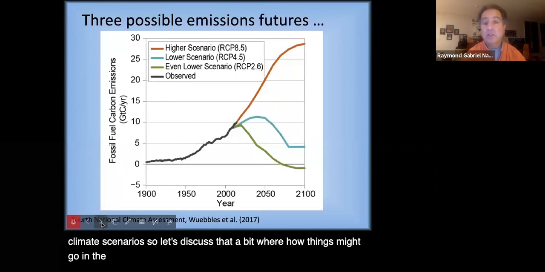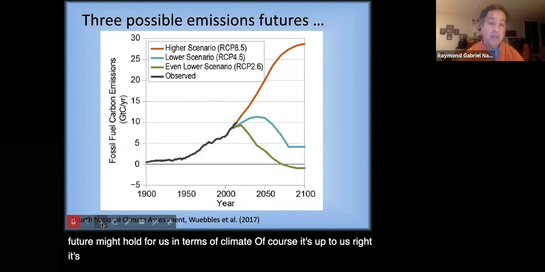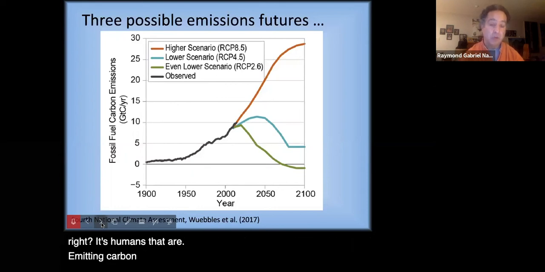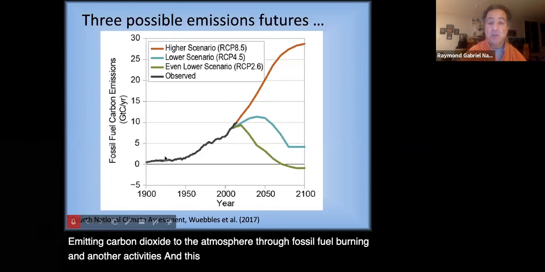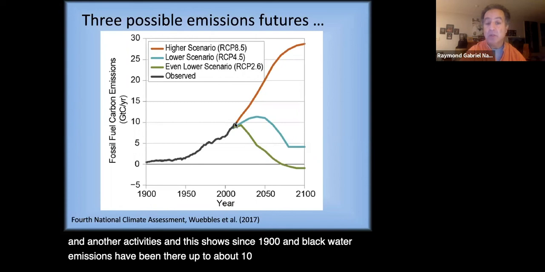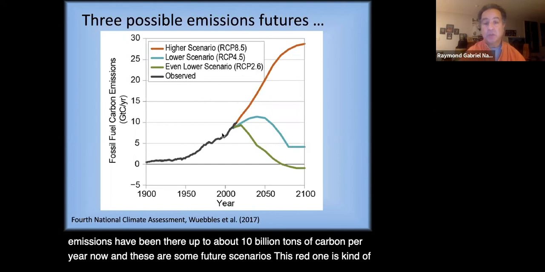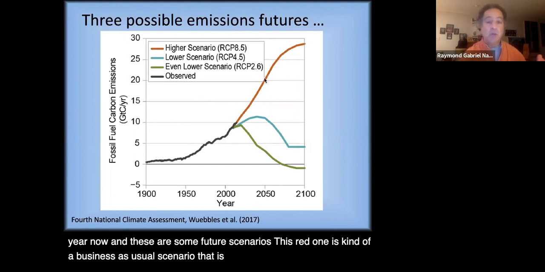So there are different emission scenarios that scientists have developed and use as a way to illustrate what the future might hold for us in terms of climate. Of course, it's up to us, right? It's humans that are emitting carbon dioxide to the atmosphere through fossil fuel burning and other activities. And this shows since 1900 in black what our emissions have been. They're up to about 10 billion tons of carbon per year now, and these are some future scenarios. This red one is kind of a business as usual scenario. That is, the emissions sort of just keep going up as they have been.